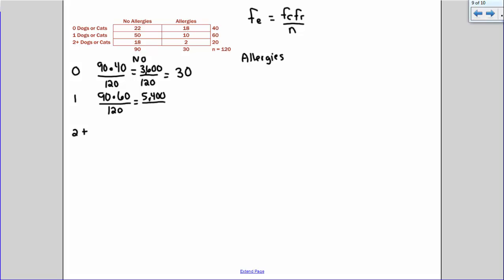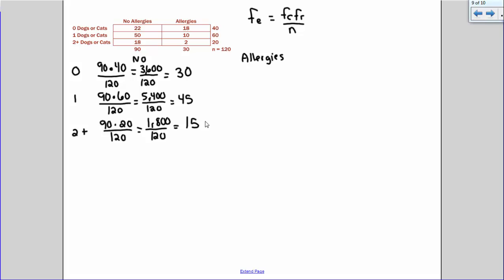Divided by 120. 5,400 divided by 120 is 45. Next group, no allergies, 2 or more cats or dogs. So 90 times 20 divided by 120, we have 1,800 divided by 120, and we get 15. Okay, now let's look at the next group. And you can notice that for all of these groups in the same column, they have the same column total of 90 with different row totals.